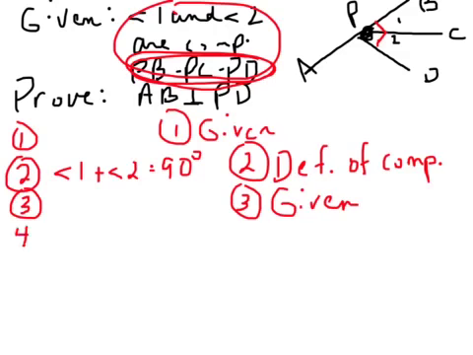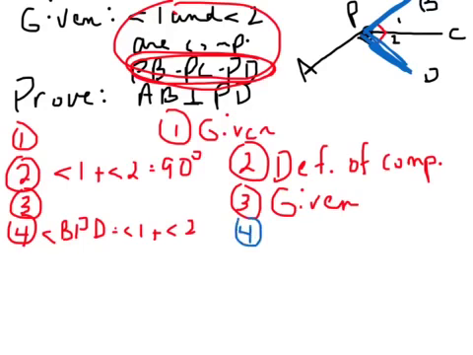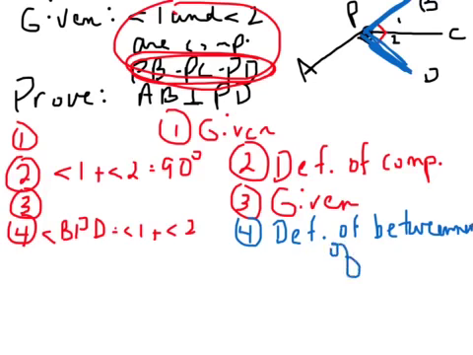All right, so that being said, they then say in statement 4, angle BPD is equal to angle 1 plus angle 2. Let's outline BPD up here in blue. BPD is this angle right here, isn't it? And it is equal to angle 1 plus angle 2. Why is that true? Well, that's the definition of betweenness of rays. That's that whole betweenness of rays theorem. Some books will call that the angle addition theorem, but we're going to use definition of betweenness of rays since that's how our book has talked about it.